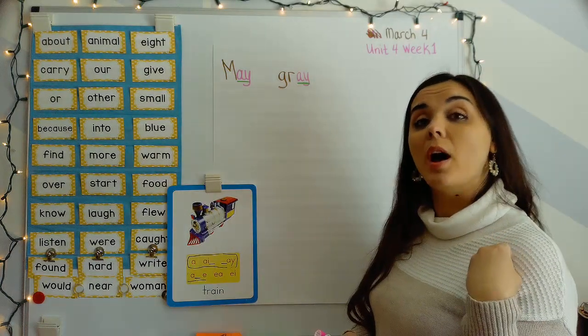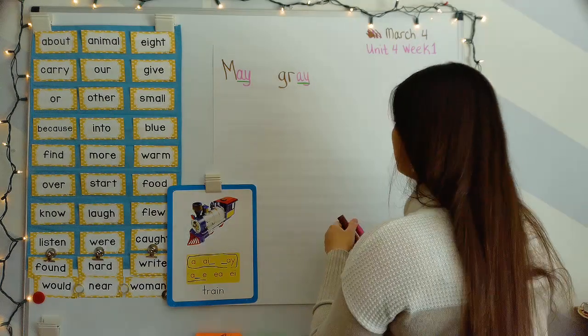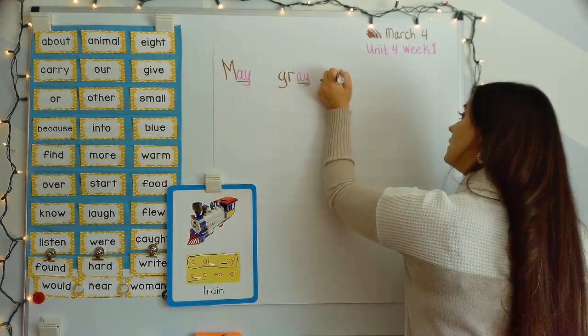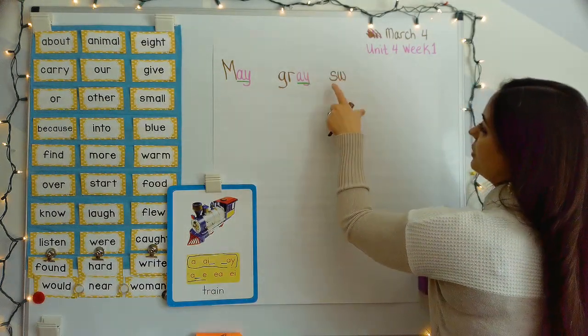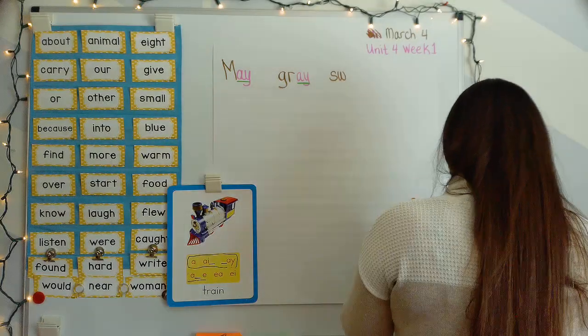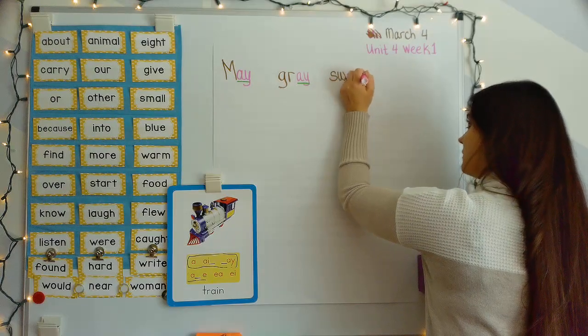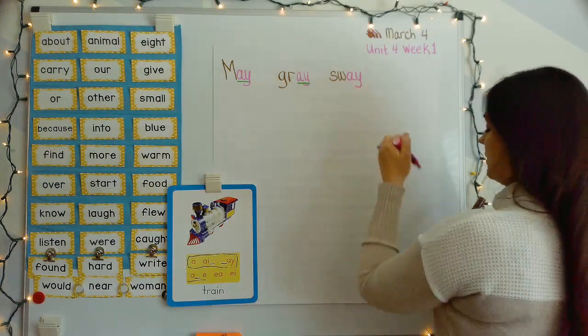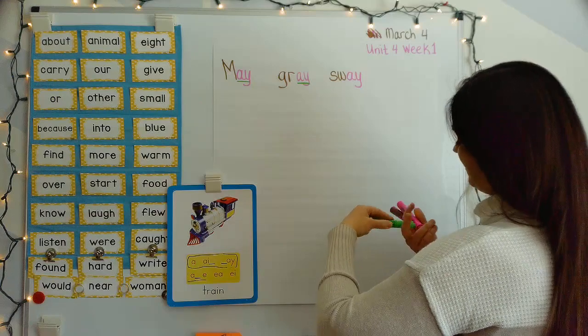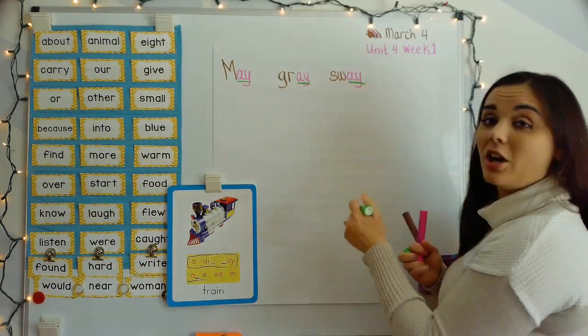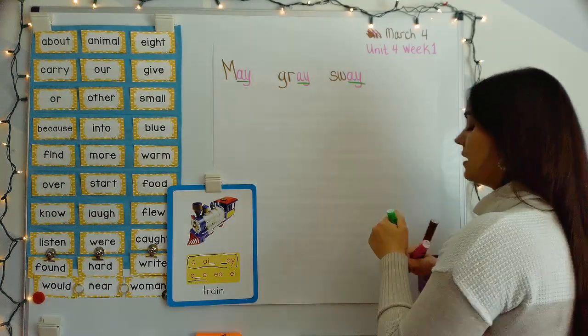Next word, sway. Your turn. Swa, A, sway. S-W, swa, swa. A-Y, a vowel team working together to say long A. Swa, A, sway.